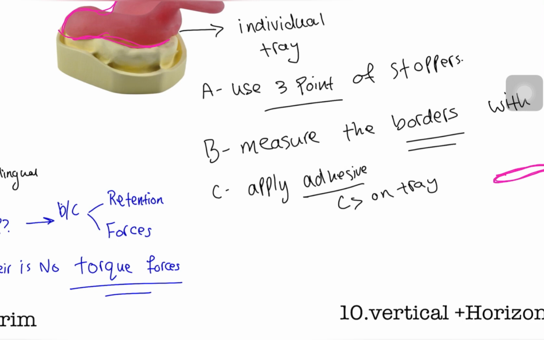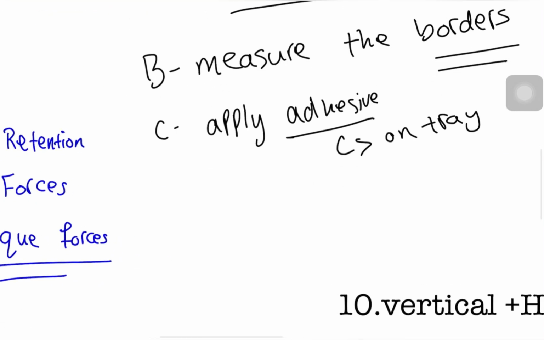Why do we add adhesive? Because we want it to stick to the material, because they don't have any chemical bond between the material that we're going to put on this for the impression and the tray. So we put adhesive so the material sticks to it, basically. And after we put the adhesive, then we put our material.